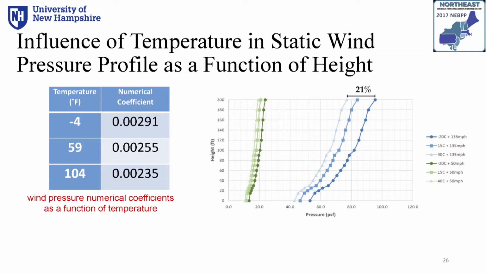Here is the result of the temperatures and the static wind pressure profile as a function of height. This example shows that as the height of the tower increases, the wind pressure increases as well. Also, it shows that the lower the temperature values, the more the impact of the wind pressure.